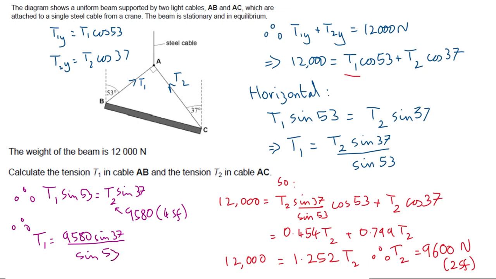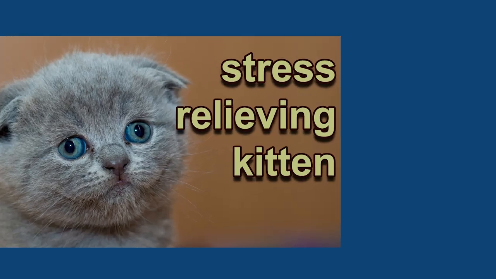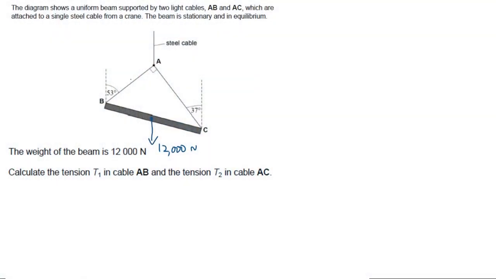And when you put that jolly lot into your calculator, you will get out 7,200 newtons to two significant figures, which of course is all you can justify. So as I said, that's fairly difficult, but there is another way to handle this part of the question. This second, arguably easier way to do this question involves drawing a vector triangle.